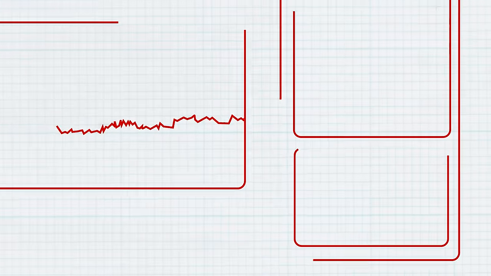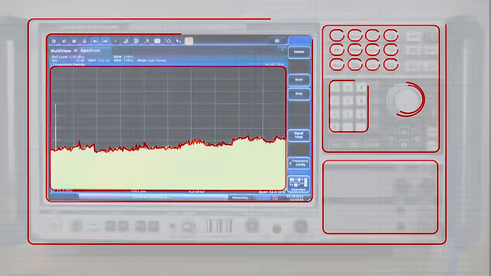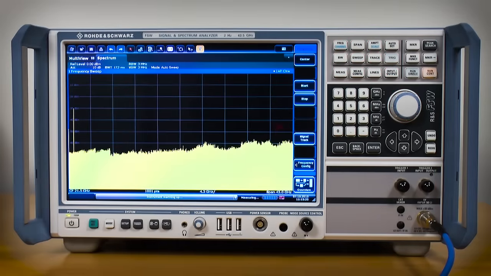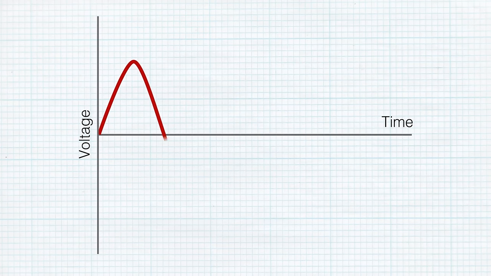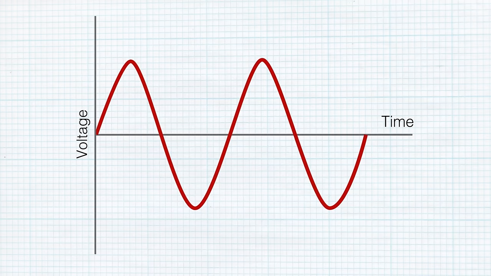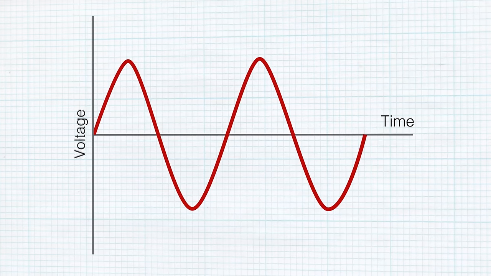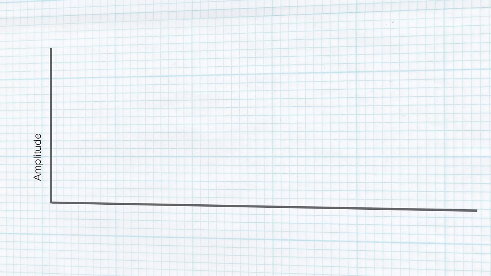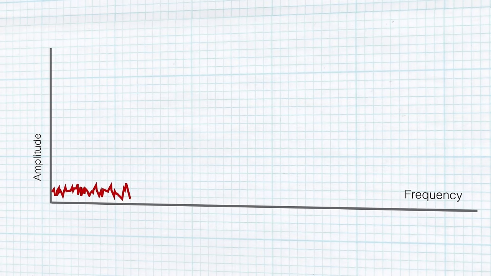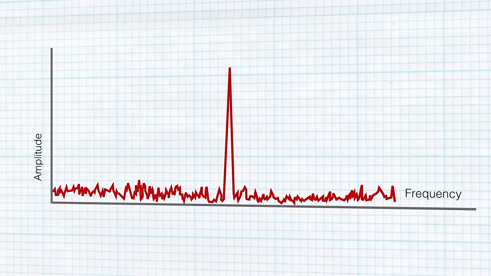Spectrum analysers are one of the key pieces of test equipment for RF design and test. The oscilloscope we're all very familiar with displays the instantaneous voltage on the vertical axis against time on the horizontal axis. This shows waveforms in the time domain. But the spectrum analyser is different. It displays waveforms in the frequency domain, displaying the amplitude in the vertical axis and frequency on the horizontal axis.